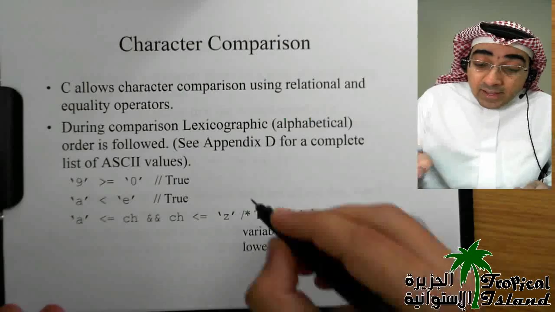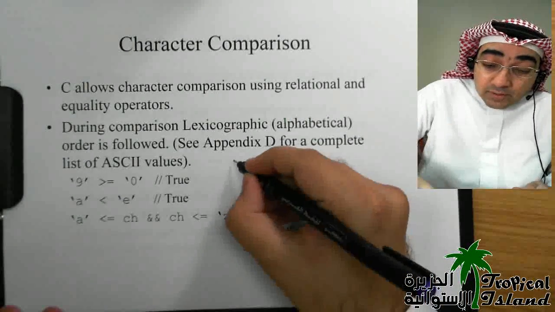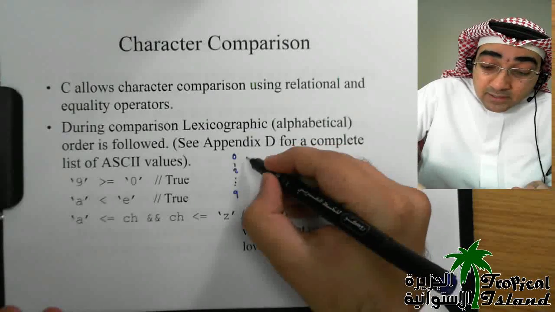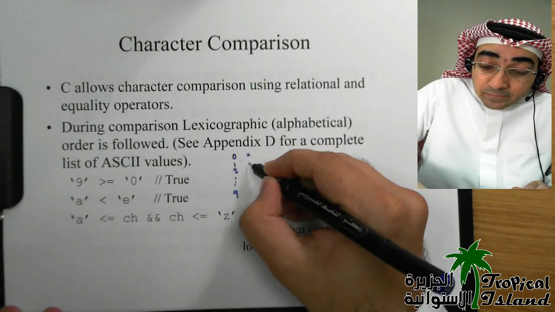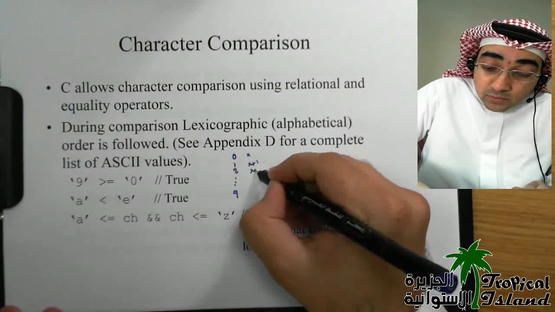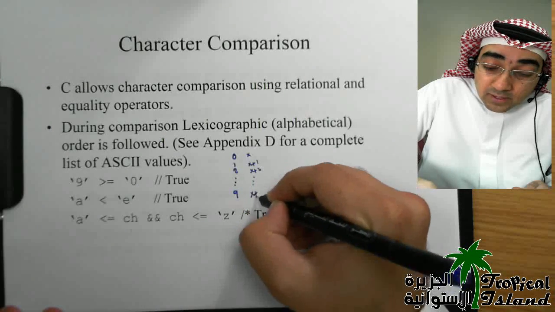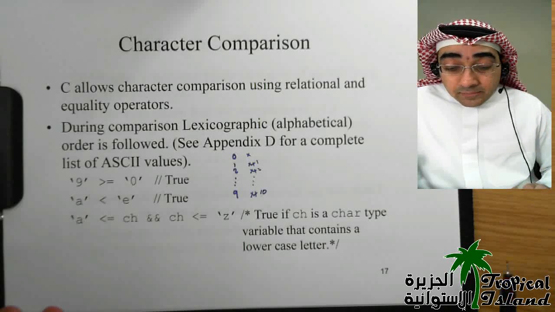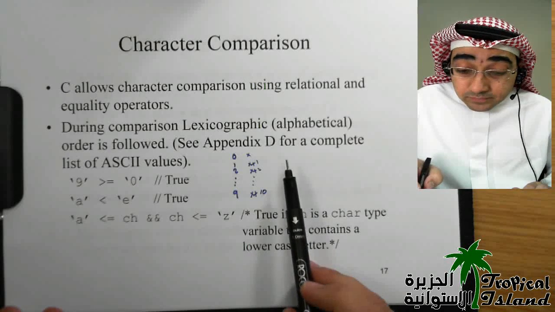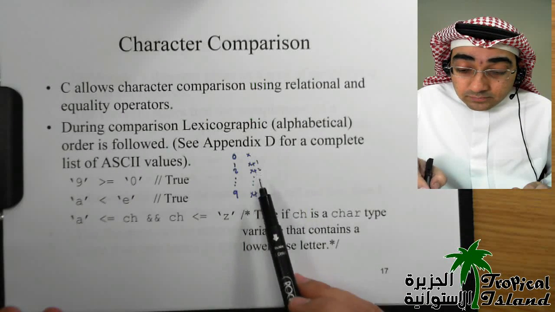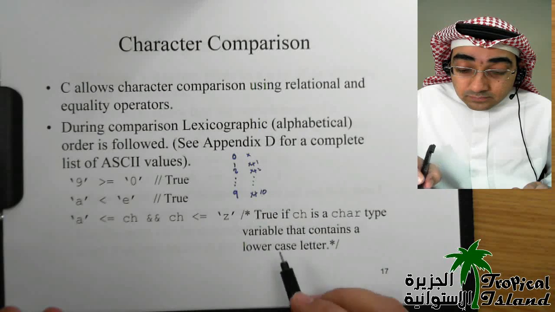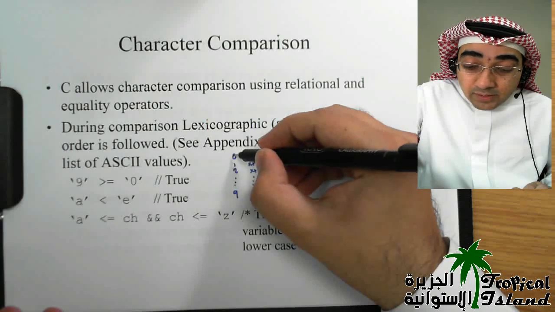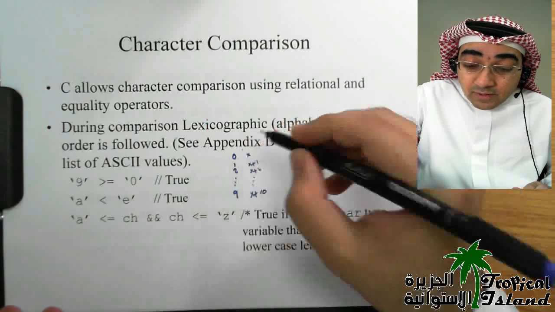Now in the ASCII table, there's a structure that they put 0, 1, 2, going up to 9, and they give this a value of x. And this one x plus 1, and this one x plus 2, going on to x plus 9. Basically what they're doing is giving each one its ASCII value.